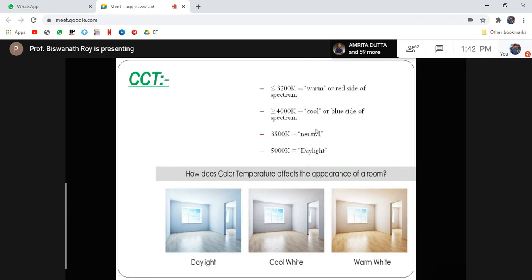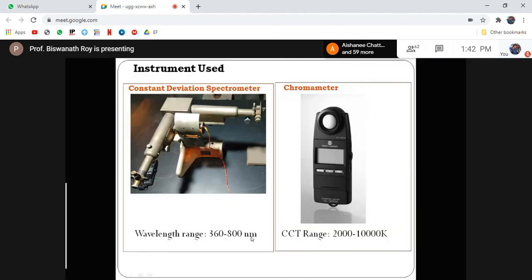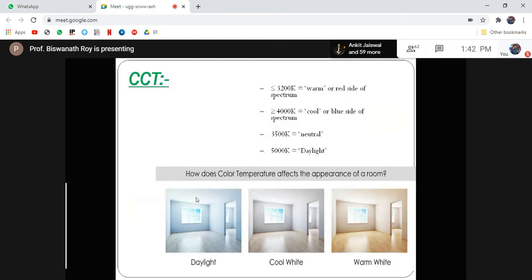Now, there are different ranges of CCT. When CCT is less than 3200 Kelvin, we call it warm. When it is more than 4000 Kelvin, it is cool. And the same room, illuminated by lamps of different CCT, looks like this. Now, we are going to discuss the instrument we use for the measurement of this. But before that, if you have any question on the background theory, you can ask. Have you any question on this portion?